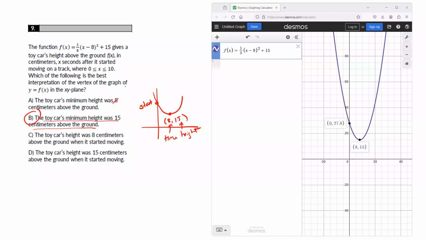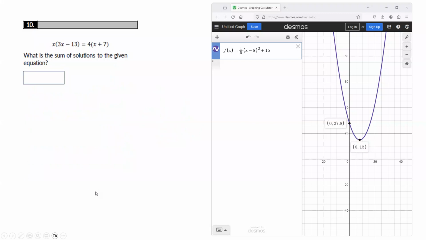Not 8, because 8 was the time. It was not 8 when it started moving. We can see here it started at 27.8, and the car's height was 15 when it started moving. In fact, if I hadn't used Desmos, I would have fallen for that. I might have picked D by mistake. But that's not true. It was 27.8 when it started moving. So B is the correct answer.